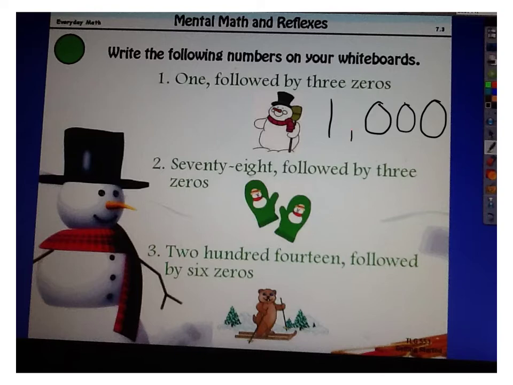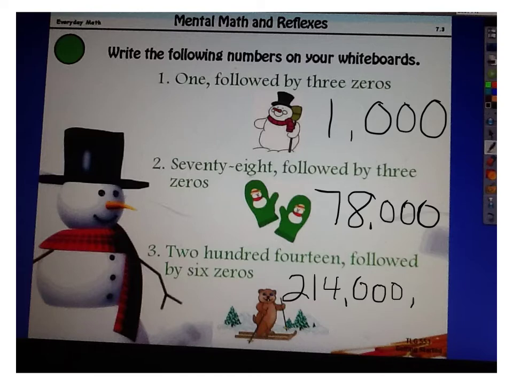Now, what would the number 78 followed by 3 zeros look like? If you said 78,000, you are correct. Taking a look at the next one, 214 followed by 6 zeros. If you said 214 million, you are correct.